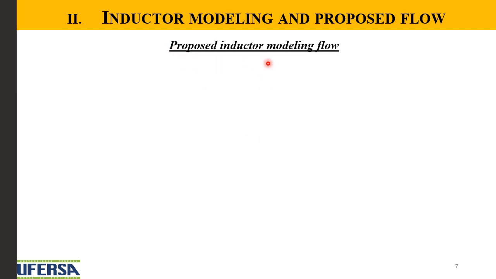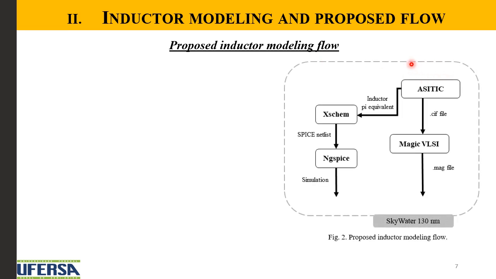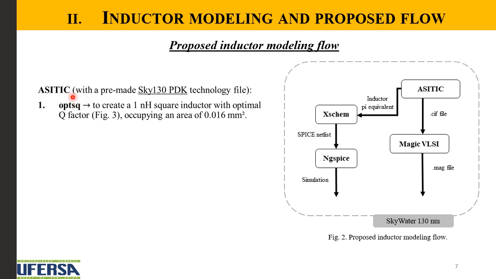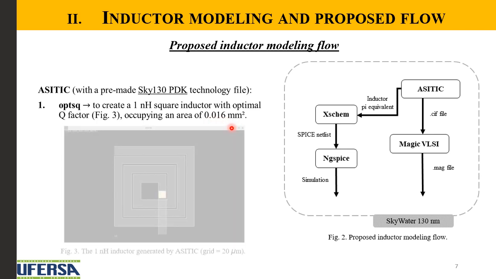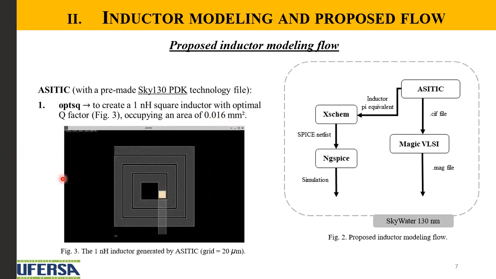So we proposed an inductor modeling flow where we start with the ASITIC. We use the ASITIC with a pre-made Sky130 PDK technology file, and a function called opt-sq to create a 1 nanohenry square inductor with optimal quality factor, occupying an area of 0.016 square millimeters, which is depicted in this figure.